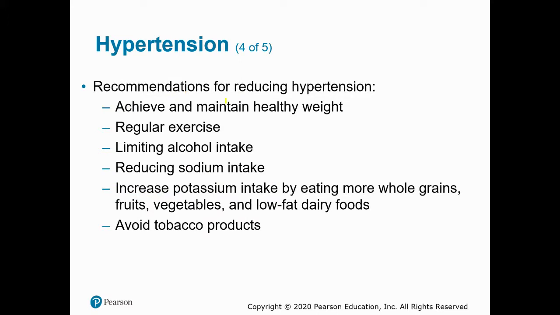So what do we do about hypertension? Healthy weight maintenance is a big step. Reducing sodium intake is a big step. Reducing alcohol intake is a big step. Avoiding tobacco products. Getting regular exercise, because that's going to promote better electrolyte and fluid balance. Increasing potassium intake by eating more fresh fruits and vegetables.